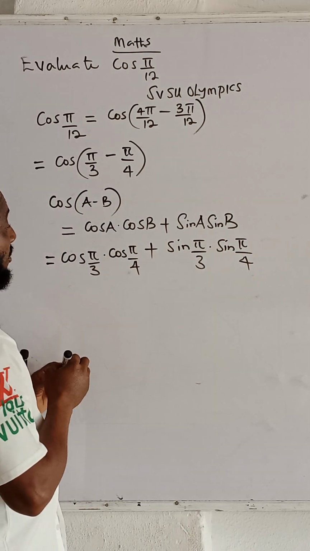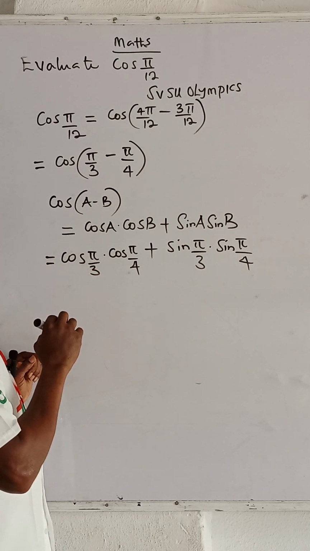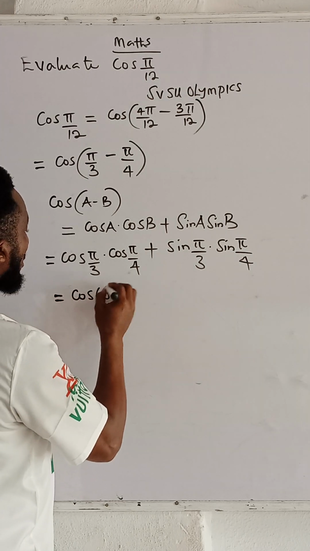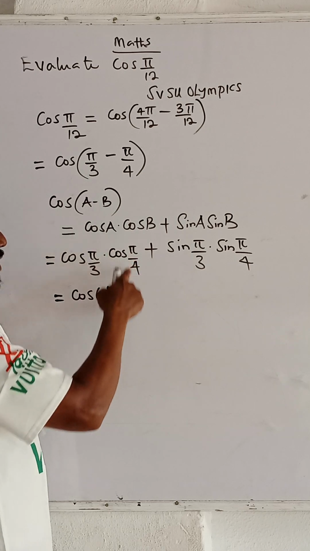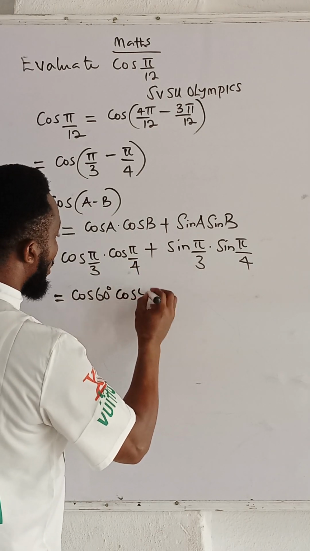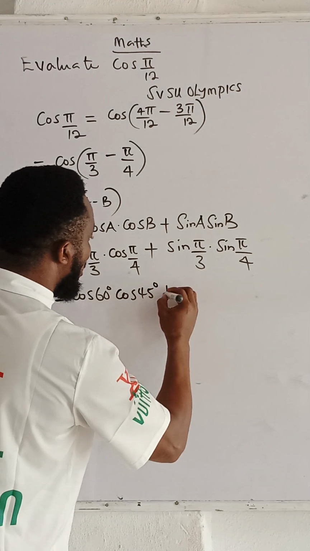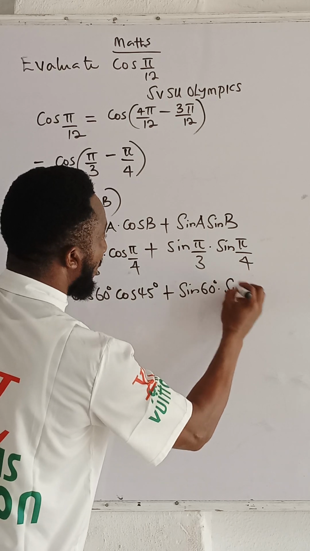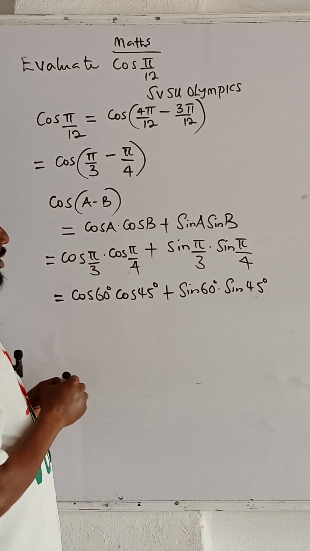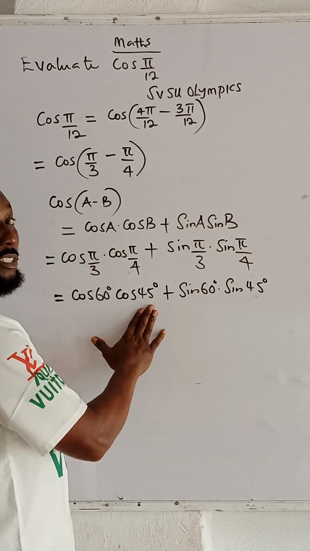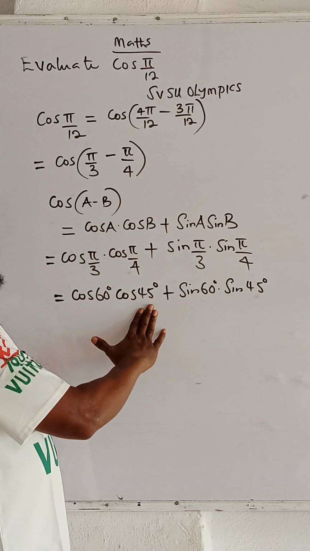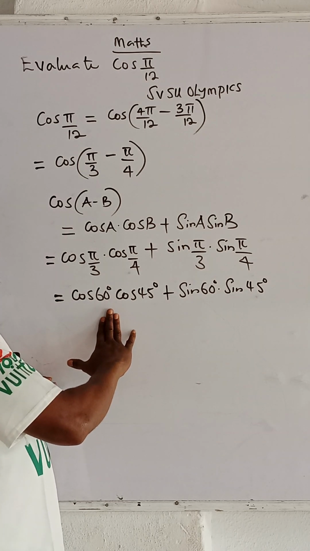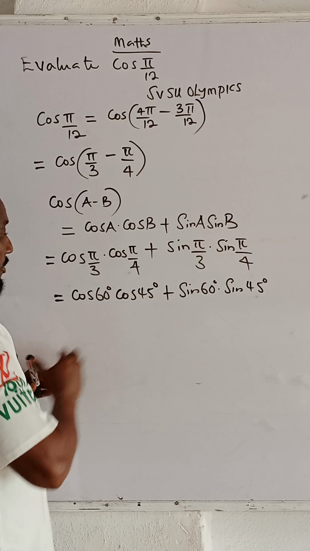So we are going to have, now pi is 180. If I use 3 to divide 180, I'm going to have 60. This is the cosine of 60 degrees. Pi, again, 180 divided by 4, that will be 45, cosine of 45 degrees, plus the sine of 60 degrees, multiplied by the sine of 45 degrees. As you can see here, 60 degrees and 45 degrees are special angles. That's one of the fundamentals in basic trigonometry. So they have special ratios. You don't even need a calculator nor a 4-figure table.